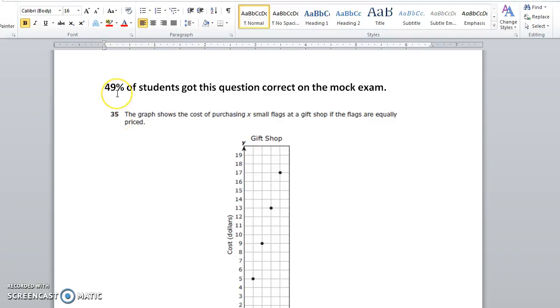Question 35. 49% of our students got this right on the mock exam. The graph shows the cost of purchasing X small flags at a gift shop if the flags are equally priced.